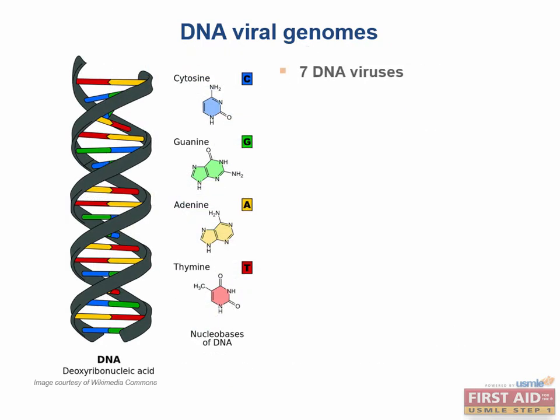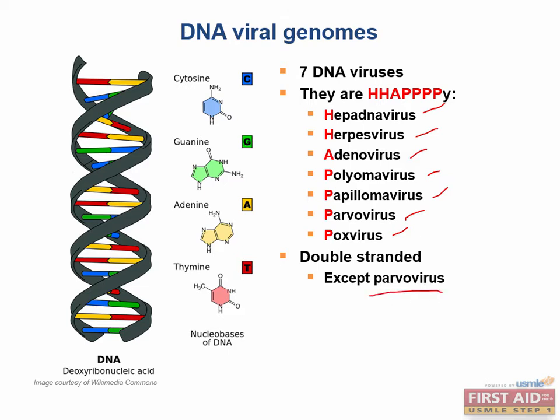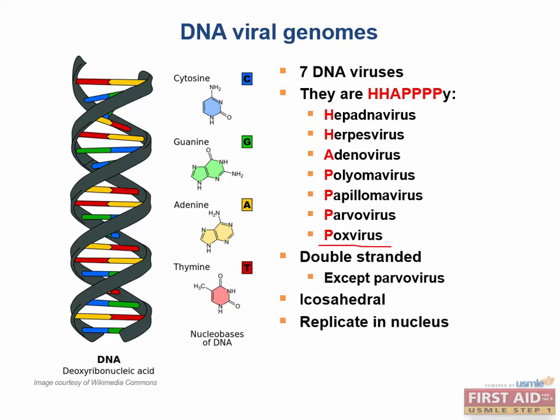There are 7 DNA viruses, and they are all happy viruses. They include the hepadnavirus family, the herpes, adeno, polyoma, papilloma, parvo, and poxvirus families. They all are double-stranded like the DNA in our cells, except for parvovirus, which you can remember because it sounds like it is part of a virus. They are all icosahedral, except for poxvirus, and they all replicate in the nucleus of human cells, except for poxvirus again.